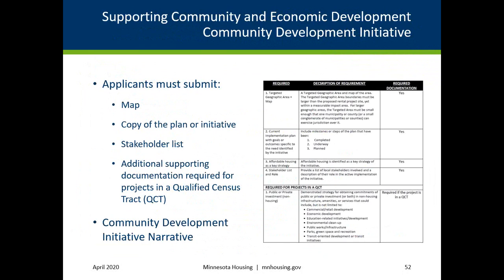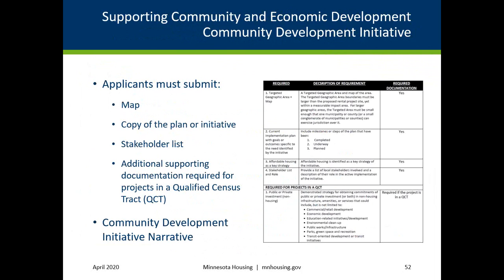The first scoring criterion under the Supporting Community and Economic Development Initiative selection category is the Community Development Initiative. To be eligible for this criterion, projects must be in a targeted geographic area, and applicants must submit a map of the area. Applicants need to submit a copy of the initiative or plan. Note that affordable housing needs to be listed as a key strategy of the plan. Applicants also need to submit a stakeholder list that identifies the roles of stakeholders.